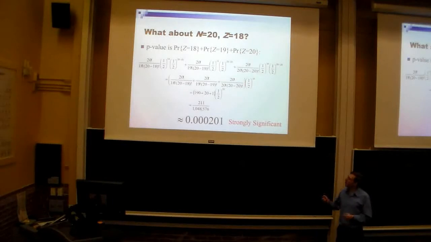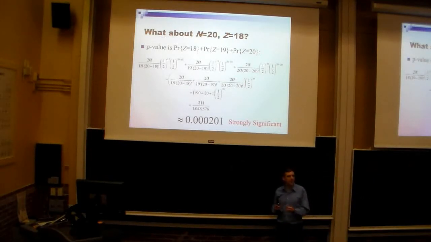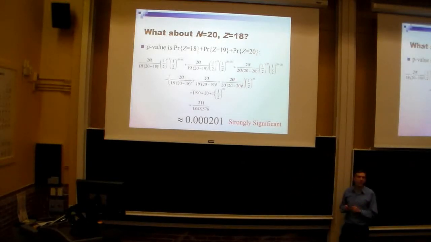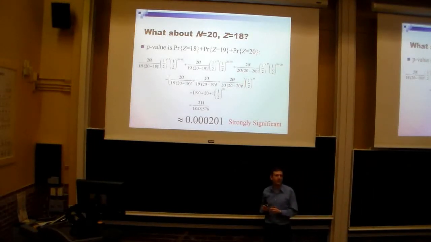Yeah, so that would be something we would consider a strongly significant result. So if we look at 10 flies and 90% of them have red eyes, that's not convincing evidence our null hypothesis is wrong. If we look at 20 flies and 90% of them have red eyes, that is convincing evidence that our null hypothesis is wrong.